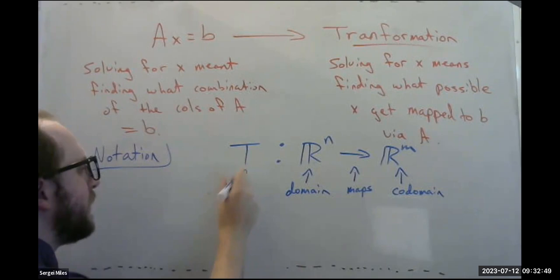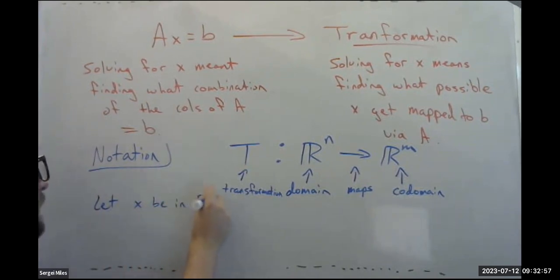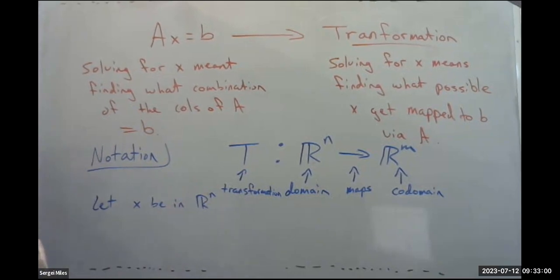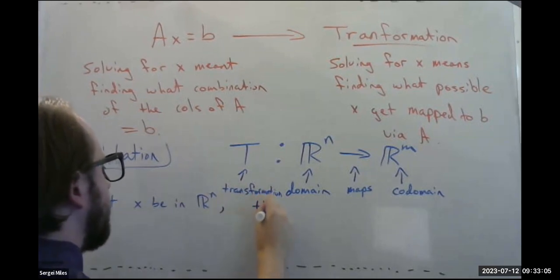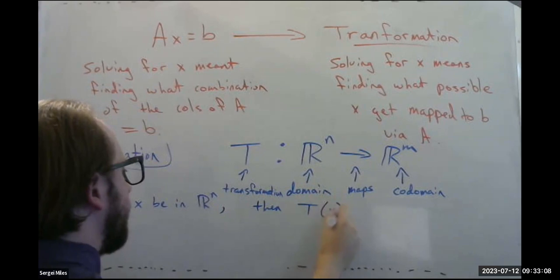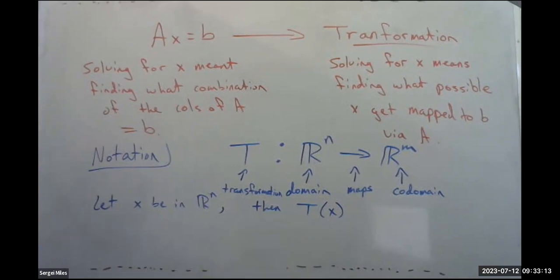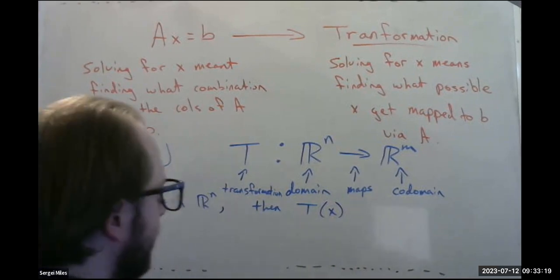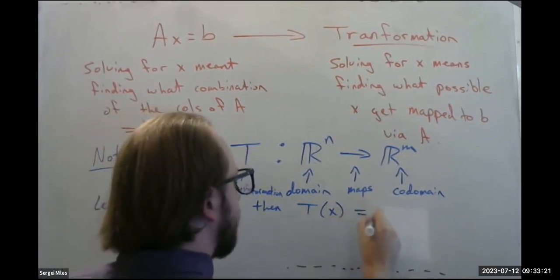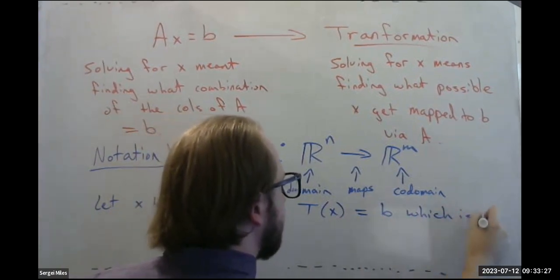T is the transformation, right? So if I let x be in Rn, this is an x vector in my domain. Then T of x, this notation, is the exact same thing as f of x. I'm just using the letter T instead of f. Same thing, nothing too spooky here. I'm plugging in x, and this is going to give me an output, b, which is in Rm.